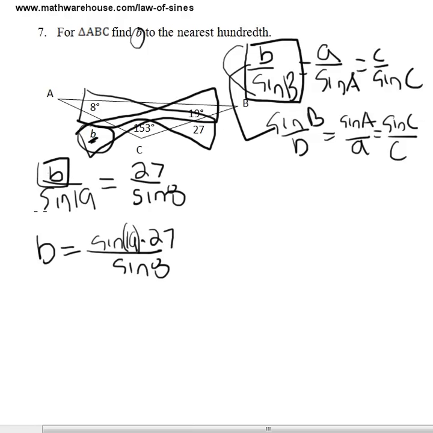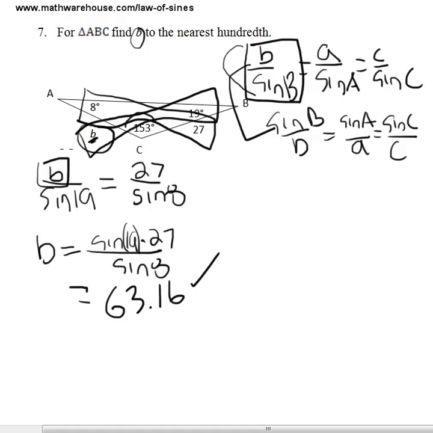Alright, so at this point, get your calculator out and let's punch these in. Alright, the length of B rounded to the nearest hundredth is 63.16. Alright, so we're done with this problem. So just to reiterate, how you approach these is you look for a pair of known measurements that are opposite of each other. In this case, that's why we use the 8 degrees, because we went with the 27 measurement opposite of it.